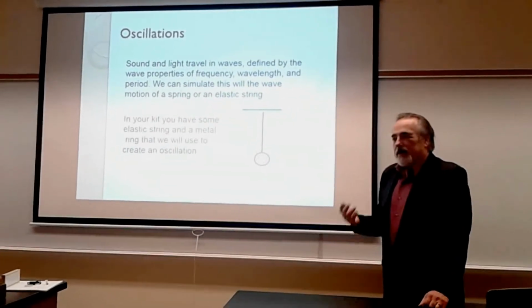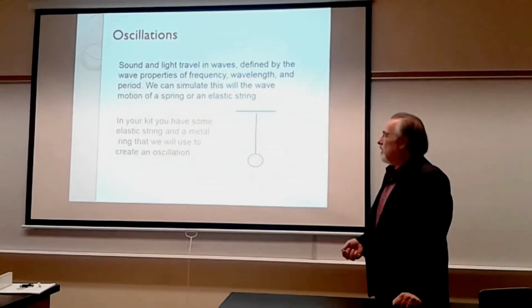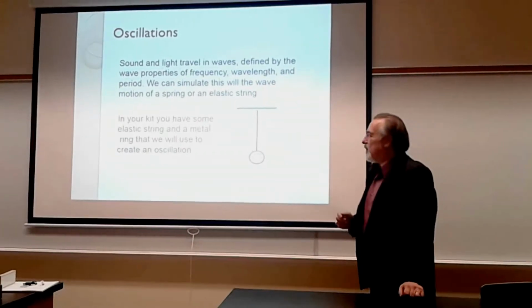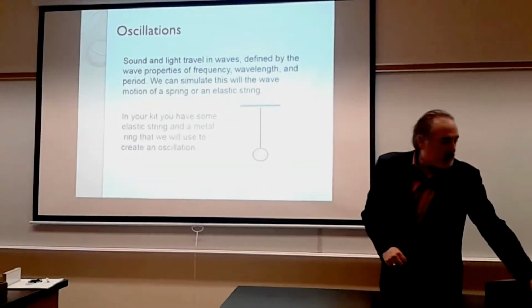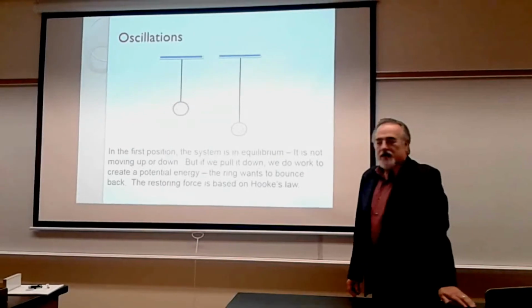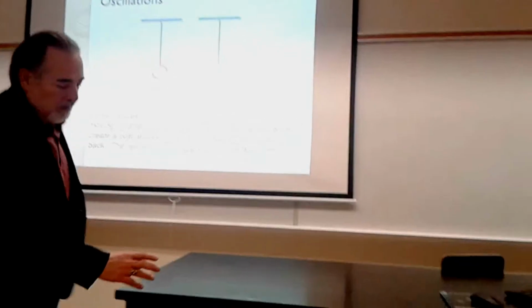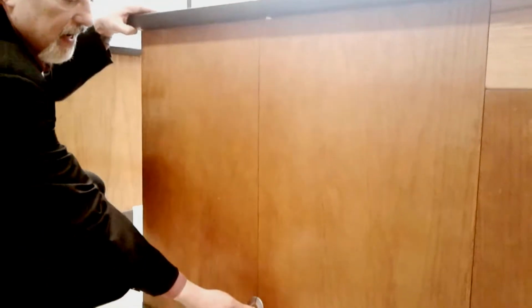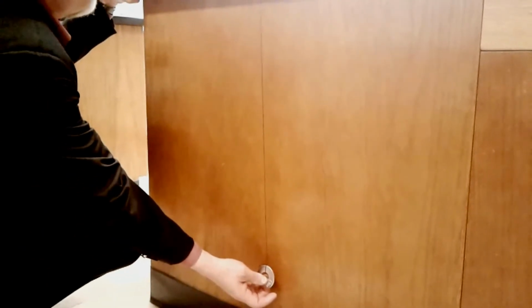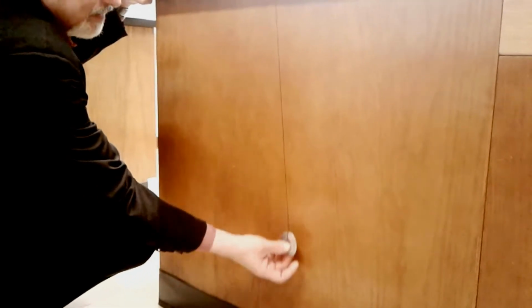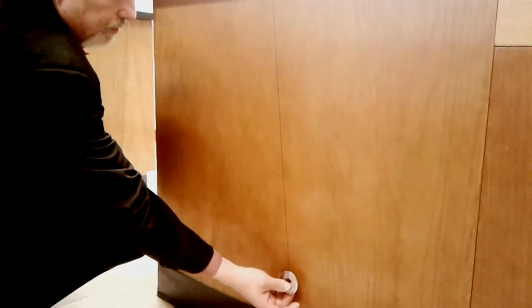Now we can simulate this spring action with an elastic string. In your kit you have some elastic string and a metal ring that we'll use to create an oscillation. So we must pull this down from equilibrium. You have this elastic string and you have a ring, and you're going to pull this down a distance and measure that distance. That distance from this point to this point is your amplitude.